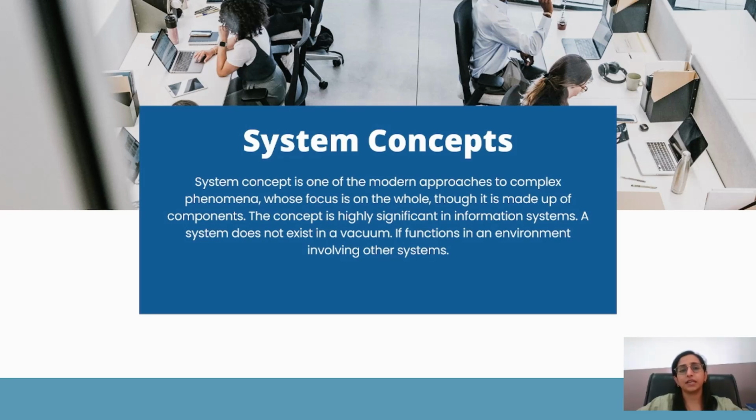Some examples are here. The first example: suppose the system is a computer, and what are the elements of a computer? Its input, process and output devices, operating systems, compilers and packages. And what is the objective of these elements of a computer? Its objective is to process the data and provide information.